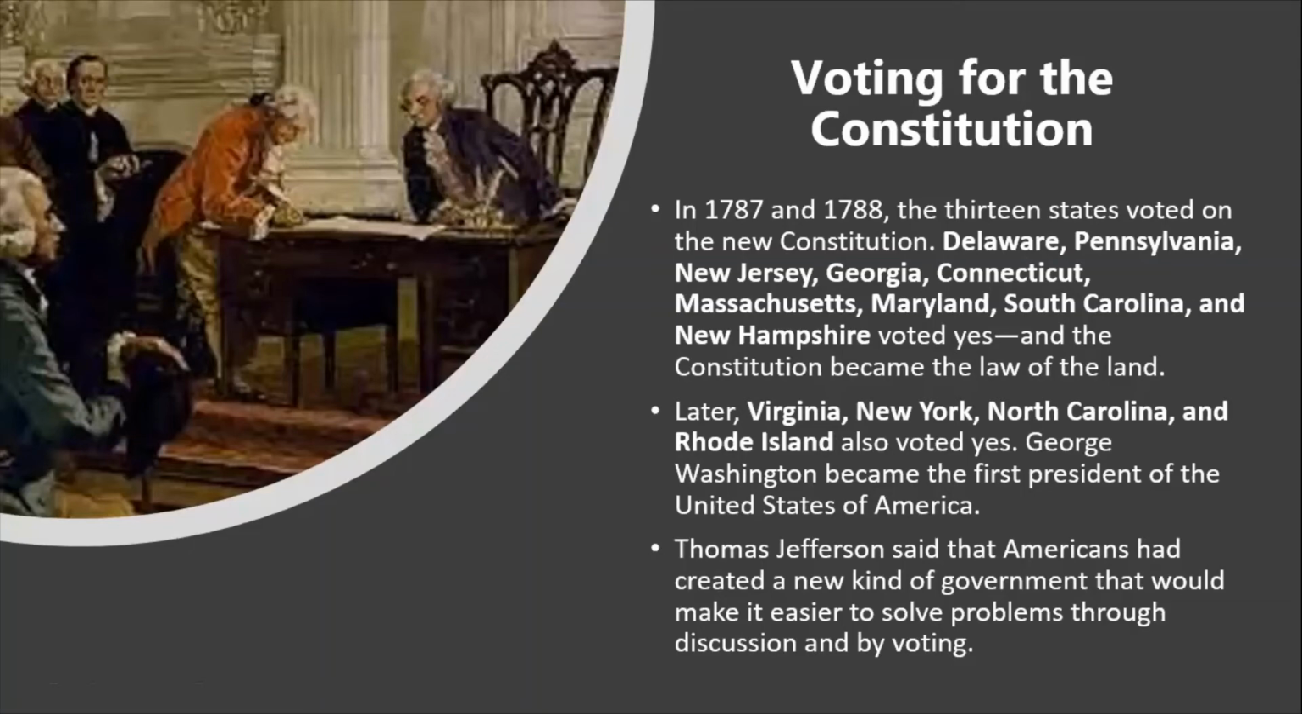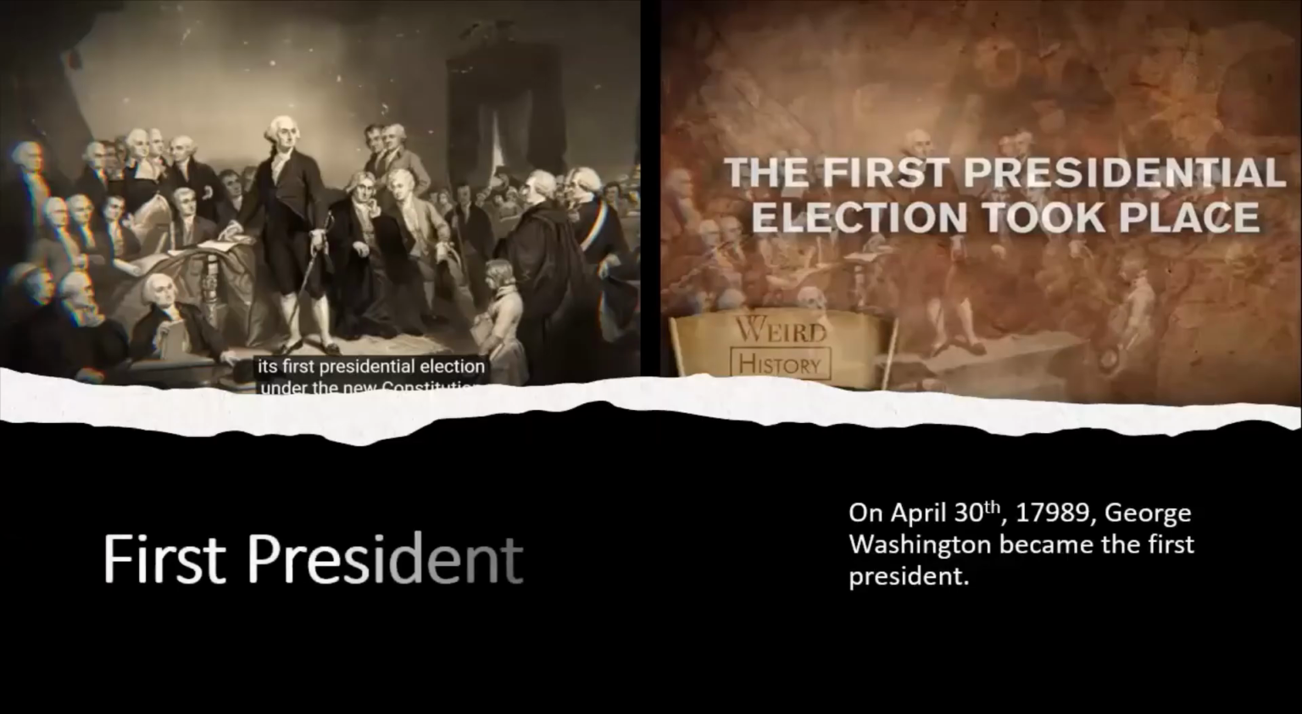Thomas Jefferson said that Americans had created a new kind of government that would make it easier to solve problems through discussion and by voting. And so here we can see George Washington, who became the first president of America on April 30th, 1789.